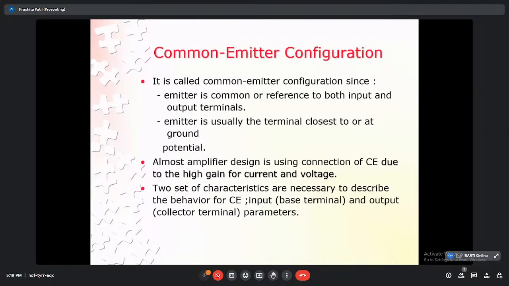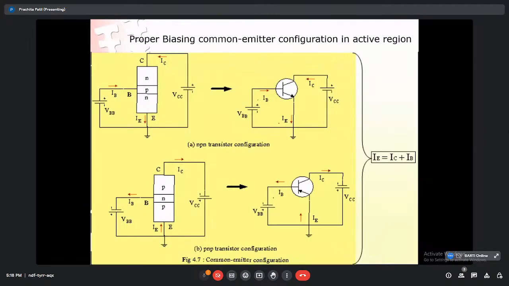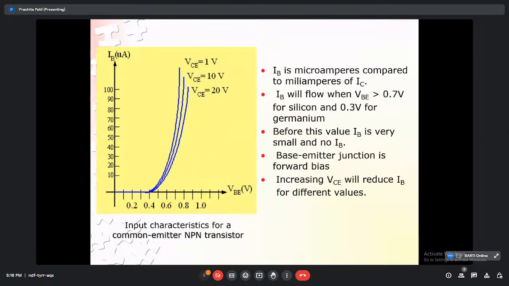Here you can see, as I have mentioned earlier, IE is equal to IC plus IB. It's the most important equation, and this is how biasing for the common emitter configuration is done. In the case of common emitter configuration, the current gain is denoted as beta. Beta is equal to IC upon IB. These are the simple input characteristics for the common emitter, just like the common base, and similar for common collector also.